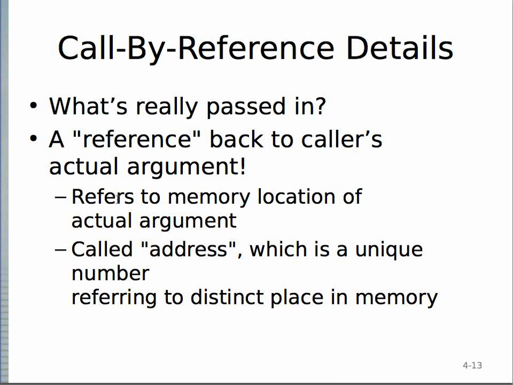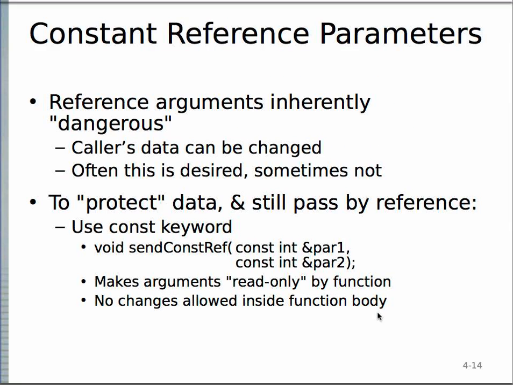So once again, it refers to the actual memory location of the argument. And so this is also called the memory address, which is a unique number referring to a distinct place in memory. That is RAM, or your RAM for your system. Okay.